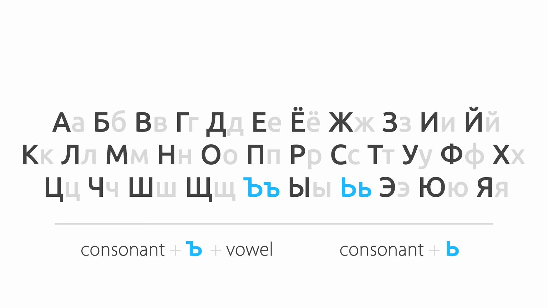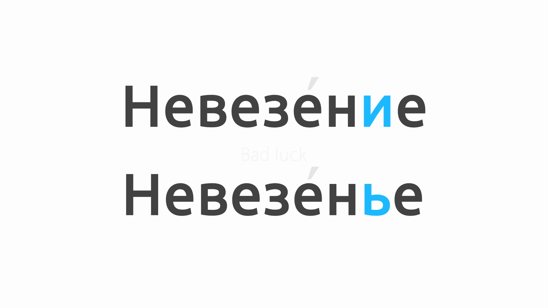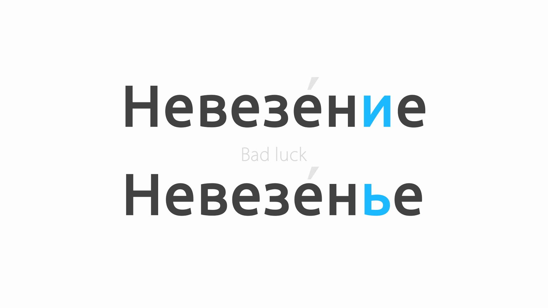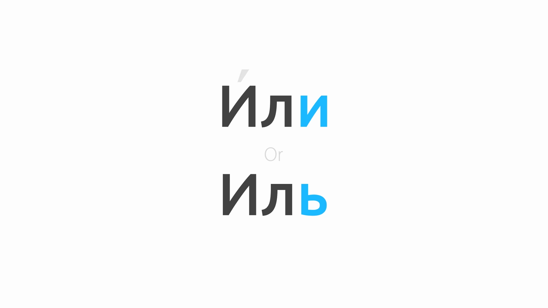And some people can actually disagree with me that the soft sign is close to E, but some words have two ways of spelling, and we use these letters interchangeably, like in невезение. Most of the time we say или, but you can also find иль. So yeah, trust me on this one.